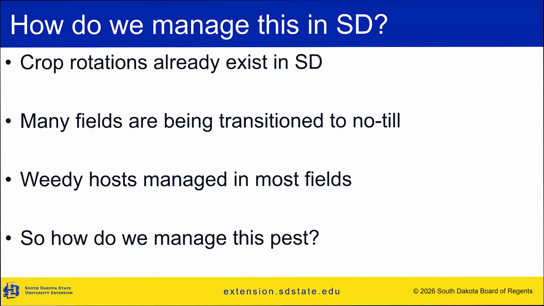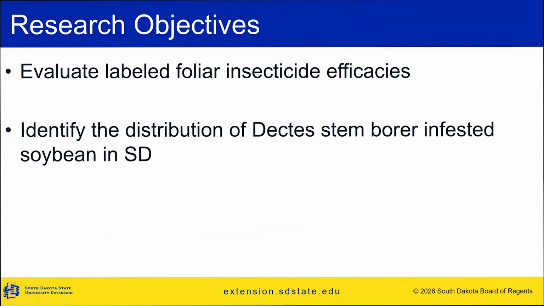Many fields are being transitioned to no-till, and we don't want to rotate those out because no-till has its own benefits. We already are doing our best to manage weedy hosts, and so what do we do? One of the things I wanted to look at, because it had been quite a few years, is the foliar insecticide. Let's see if maybe there's a product that's newer. Maybe there's something that's changed. Maybe it's something that we can target with a timing of the applications.